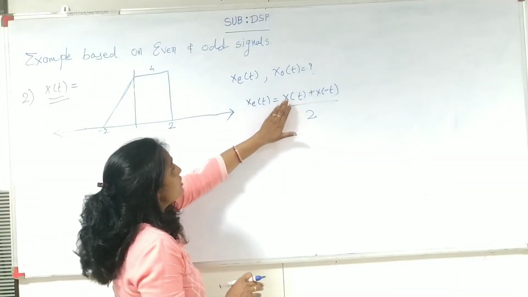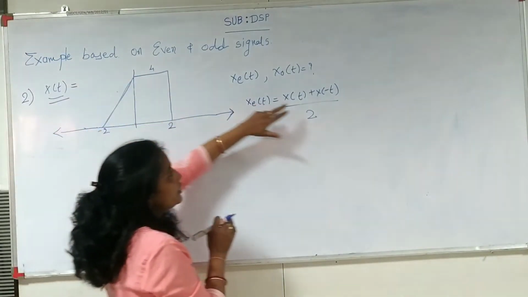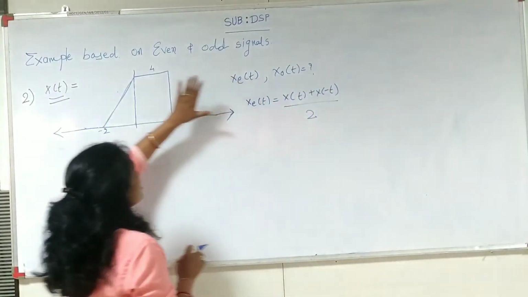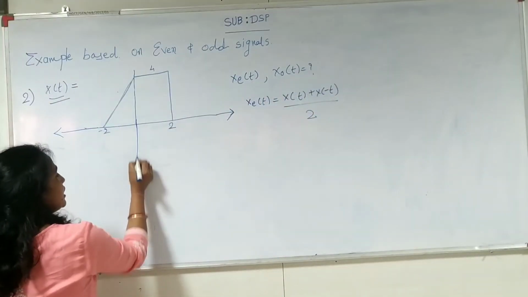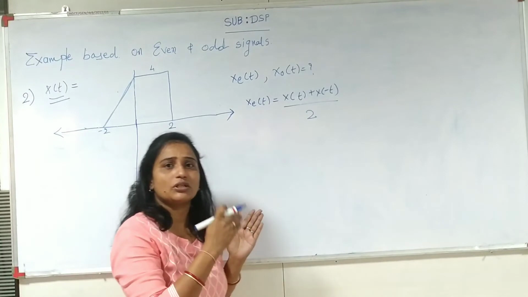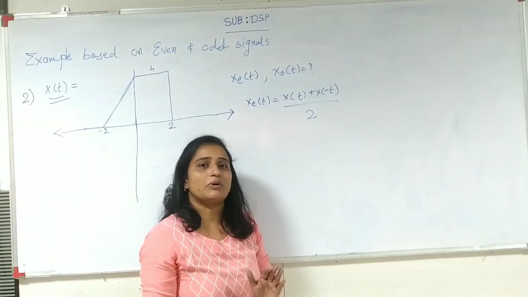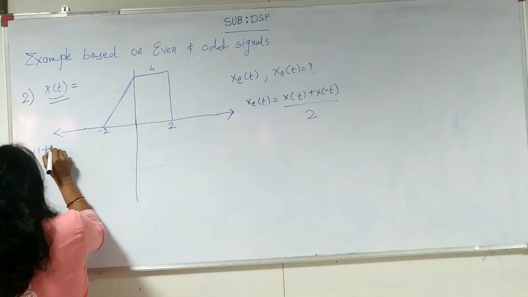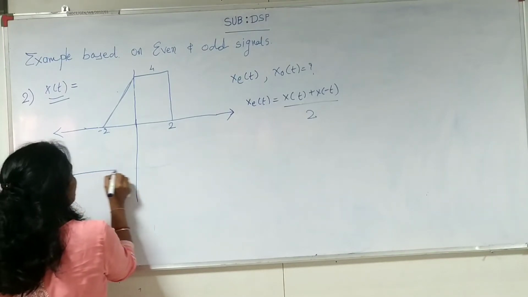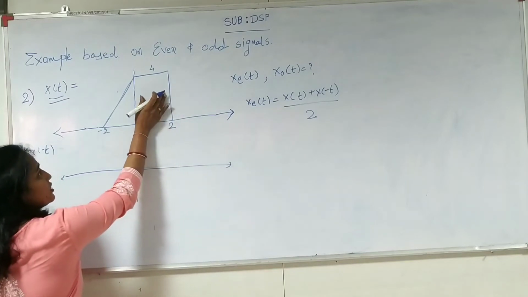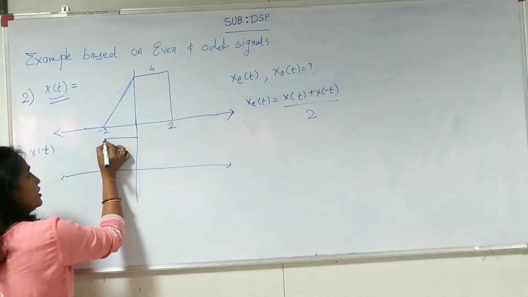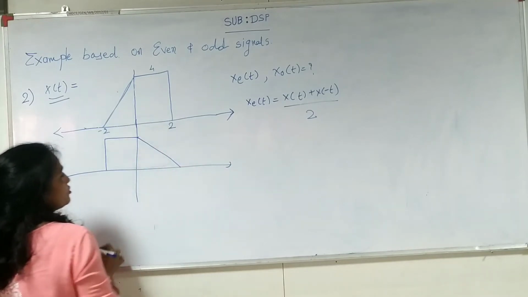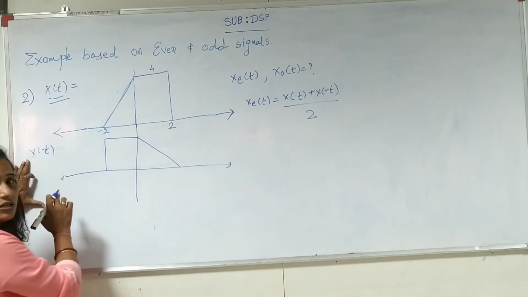So this one is our original signal. Now to find x of minus t, that is the time reversal property of the signal, we just flip the signal. Flipping the signal means the left hand side signal is flipped to the right hand side and the right hand side signal is flipped to the left hand side. So to draw x of minus t, just flip the signal. This portion is replaced to this side and this portion is flipped to this side. So it's nothing but the time reversal signal.